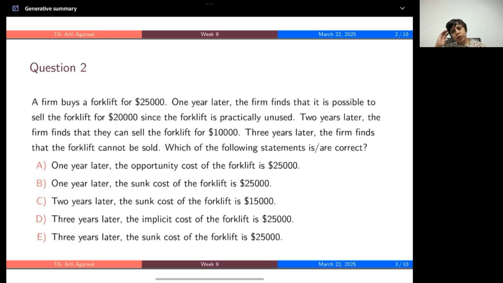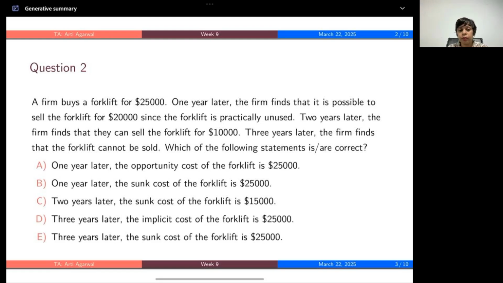So the second question is also sort of like that, a little bit of a revision about what we mean when we say this cost versus that cost. So question 2 is: a firm buys a forklift for $25,000. I don't know if the forklift actually costs $25,000, but let's assume it does. 1 year later, the firm finds that it is possible to sell the forklift for $20,000 since the forklift is practically unused. 2 years later, the firm finds that they can sell the forklift for $10,000. And 3 years later, the firm finds that the forklift cannot be sold at all. Now, which of the statements is or are correct?